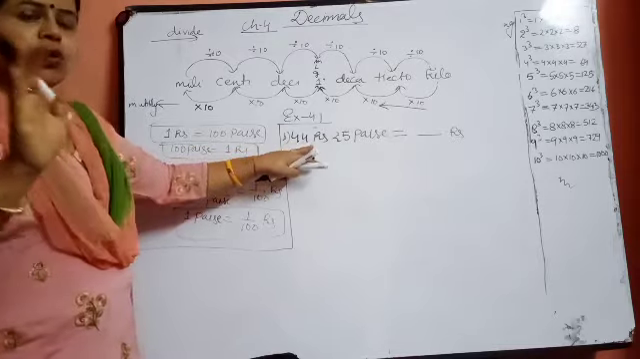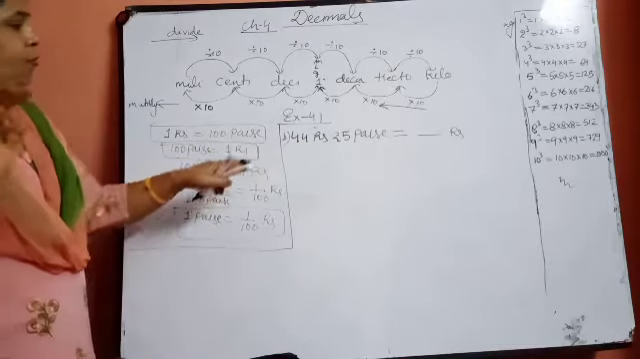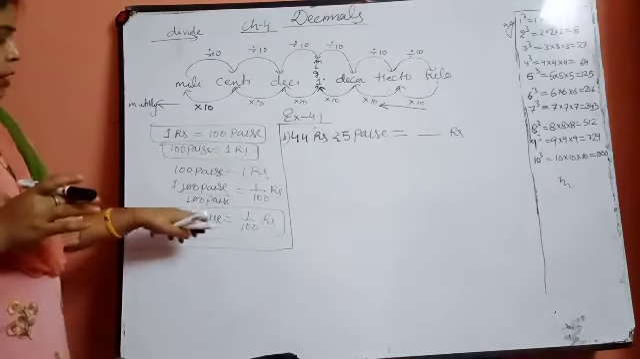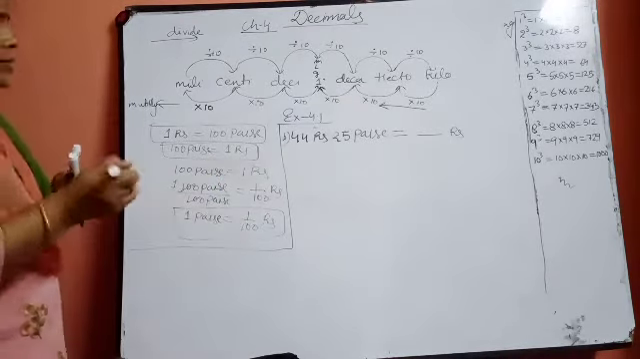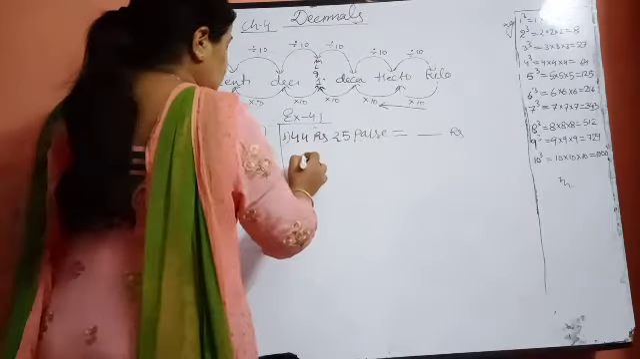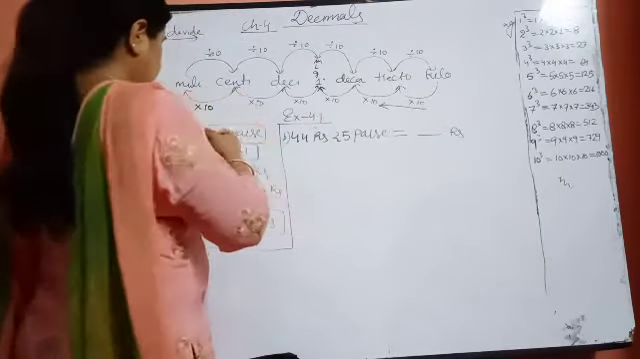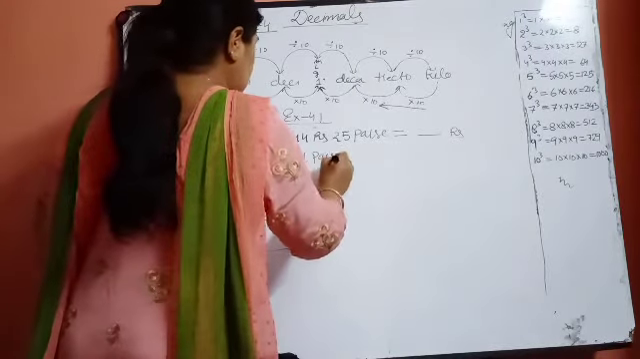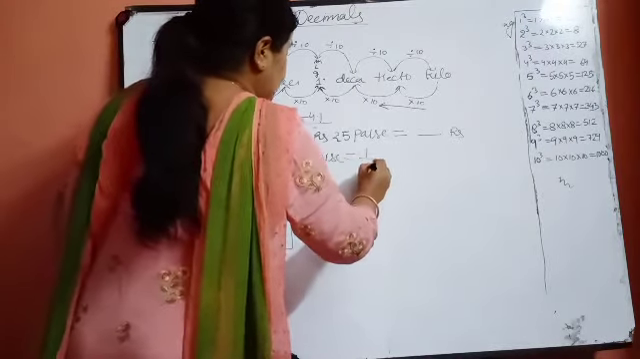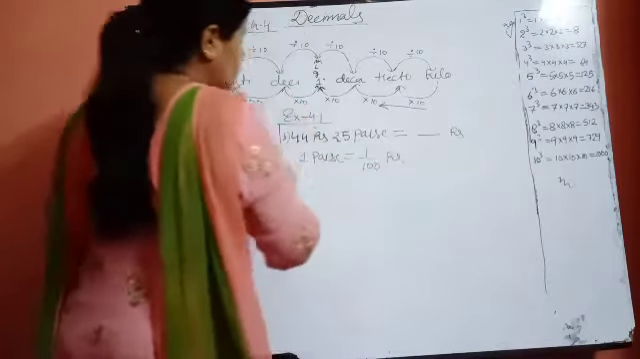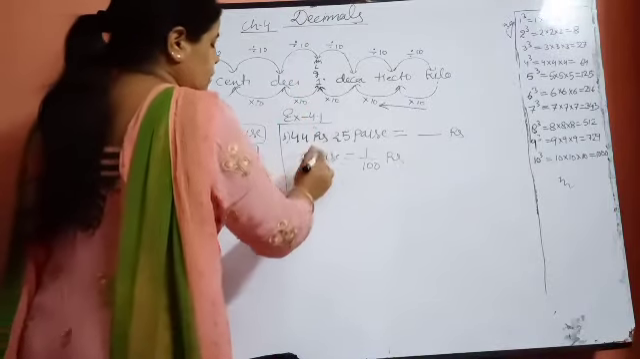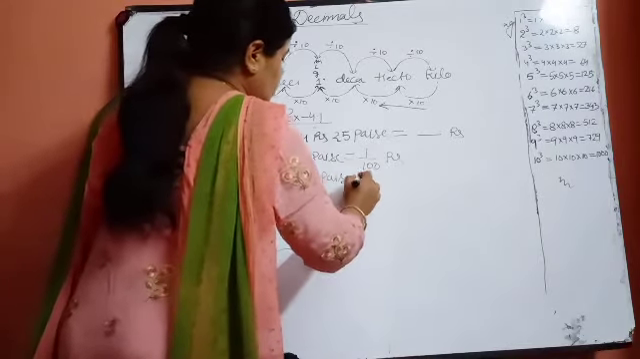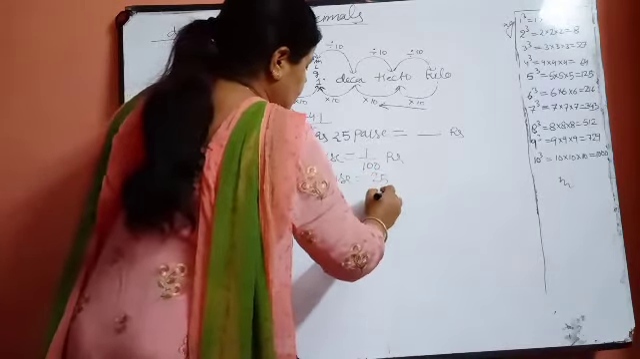44 rupees, you can't make any change here. 44 rupees will remain the same. And 25 pies you have to convert into rupees. How will you do it? See here. 1 pie is equal to how many rupees? 1 upon 100 rupees. So how many pies do you have to convert? 25 pies is equal to 25 upon 100 rupees.